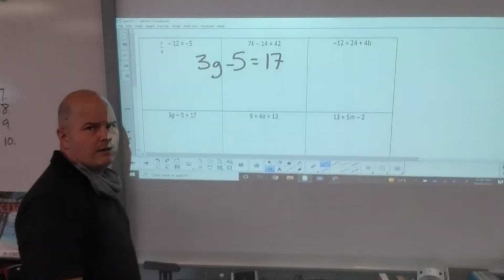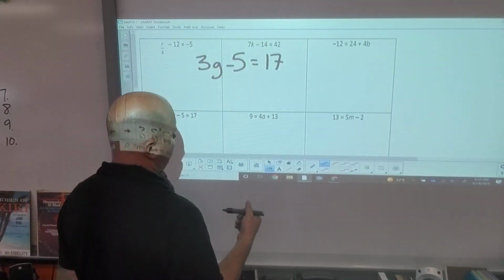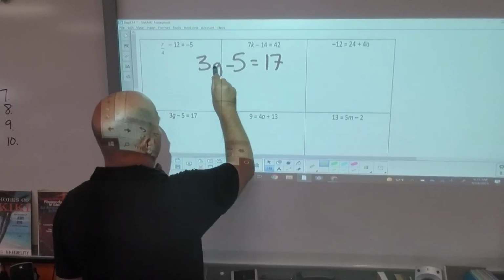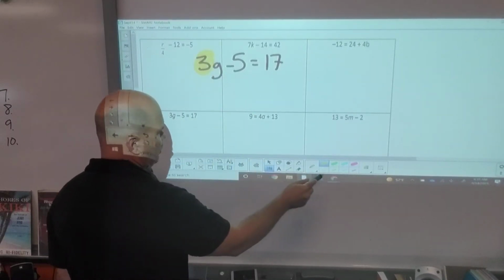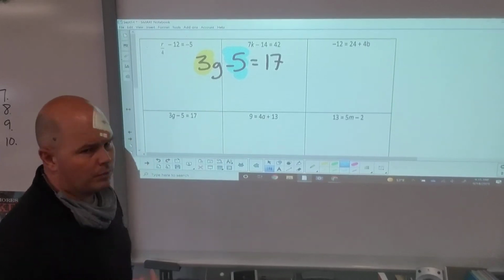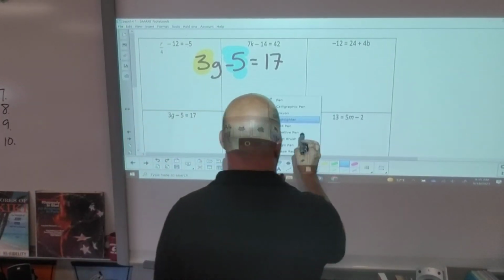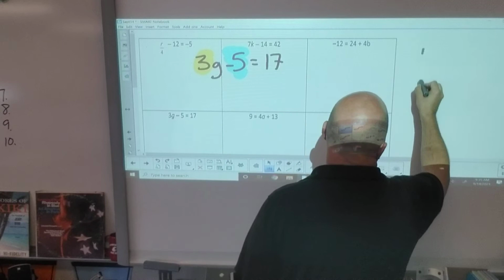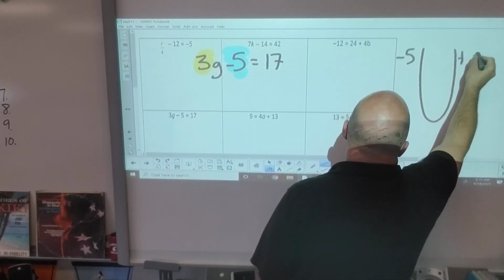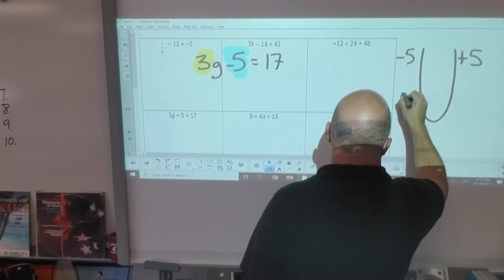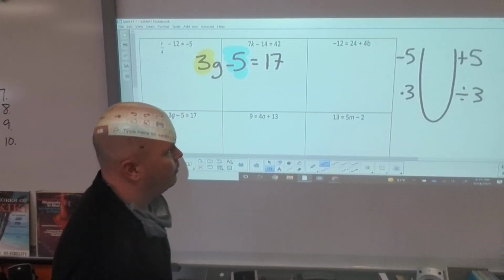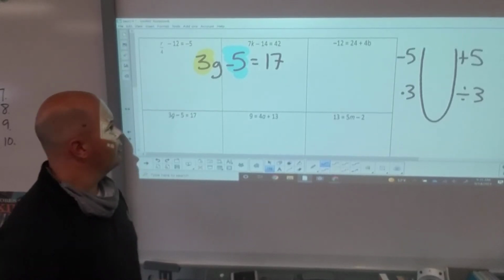So if I'm going to identify what's happening to 3g minus 5 equals 17, well, again, I'm going to be multiplying by 3, and this is a minus 5. So those are going to be my two operations that I'm going to tee up over here. Okay, we're going to have our minus 5, plus 5, times 3. So I know I'm going to have to undo that by dividing by 3. So there's my chart to track my work.